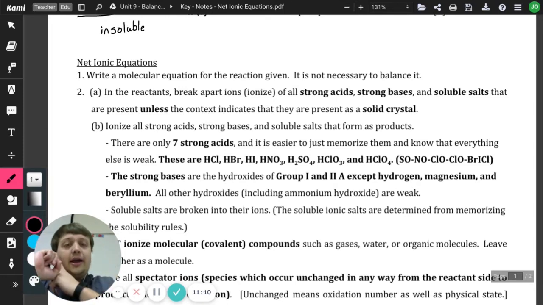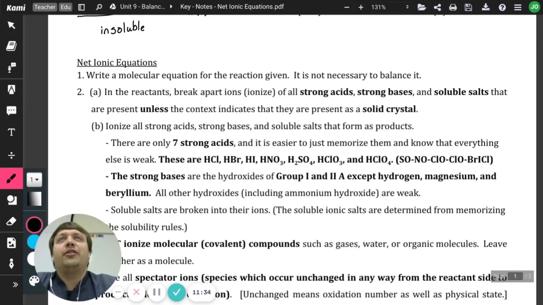So to recap what I just said, because I know that was a lot. When I'm doing my net ionics, the first thing I need to do is look at my molecular equation and get that written out. The second thing I need to do is break everything apart into its ions if it is either soluble or a strong acid or base. That's essentially what I said in much fewer words.